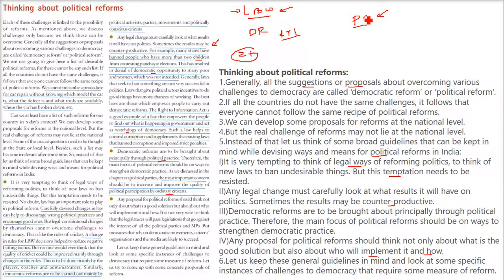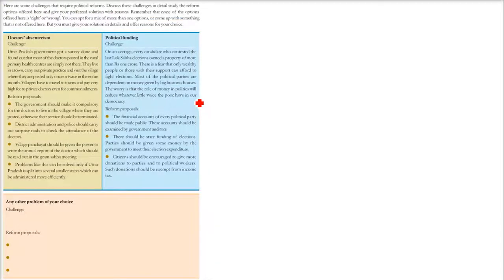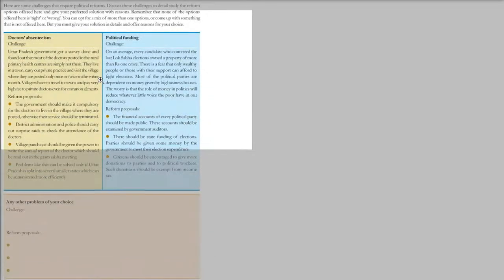Okay. So let us understand these guidelines and keep them in mind. Then we try to talk about specific challenges of democracy and what measures of reform we can adopt. So let me take an example. The example is like this. The doctor is absent.